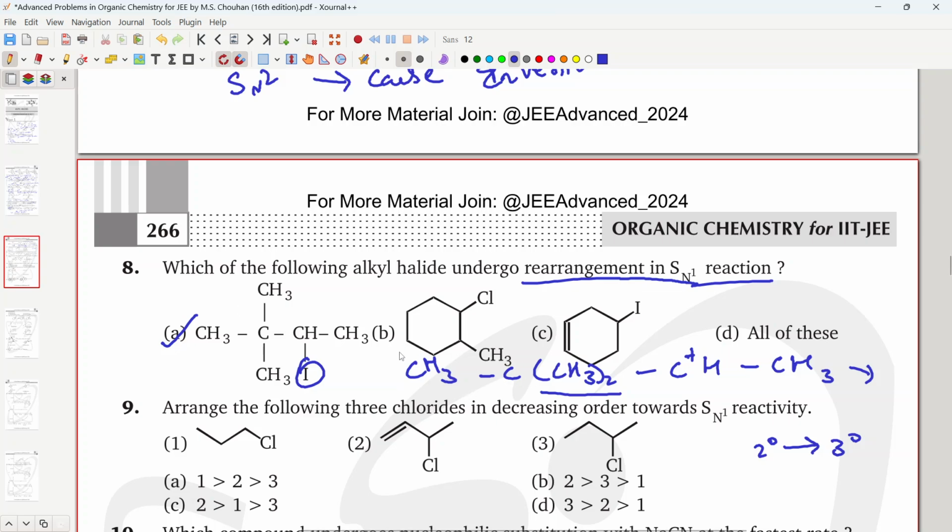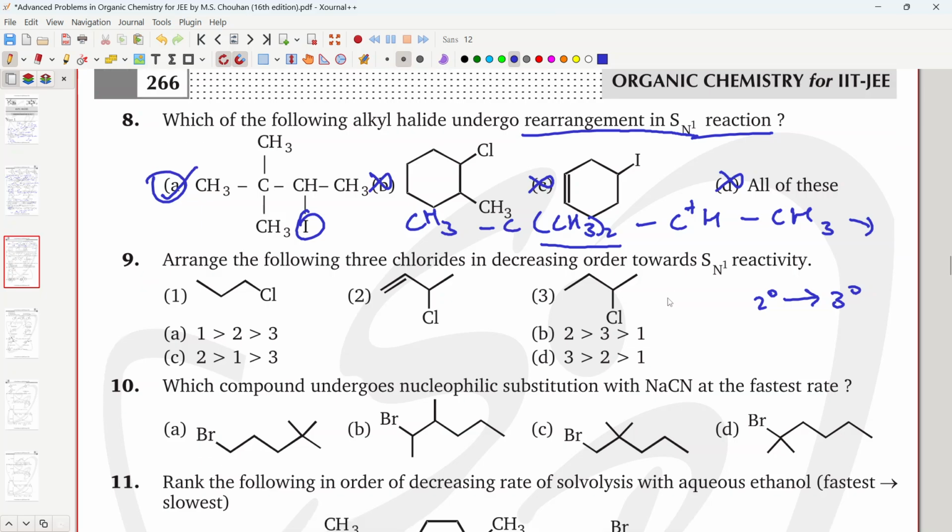Now for B, the loss of Cl gives a tertiary carbocation directly, so there is no driving force for rearrangement. This does not happen. So now for an allylic iodide, loss of I gives an allylic carbocation. The positive charge is stabilized by resonance and not by rearrangement. So there is no rearrangement over here. Option D says B and C are not possible. So not possible.